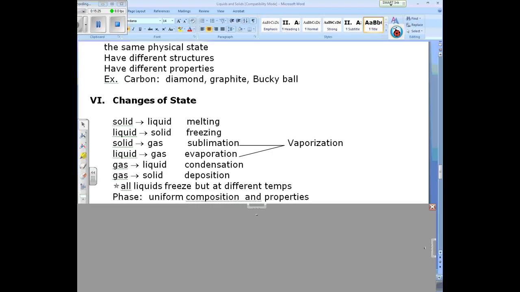All right. Now, phase. Uniform composition and properties. I have changes of state there. It sounds very permanent.